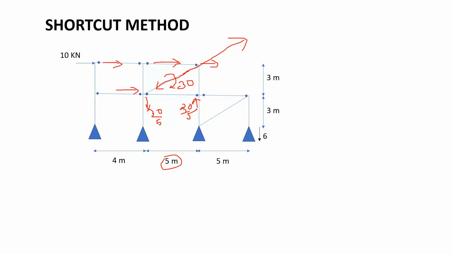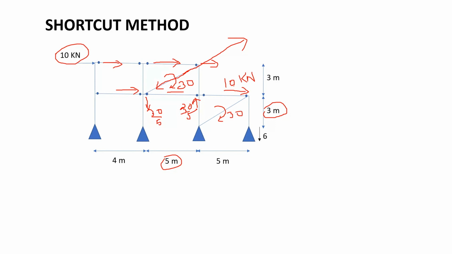Now this force again will move forward like this, and it will be coming over here. So now this same 10 kN will come over here. Now again we need to apply the same principle. This 10 kN will create again a moment of 10 into 3. So that is again 30.